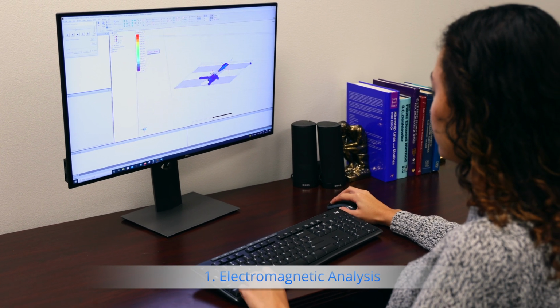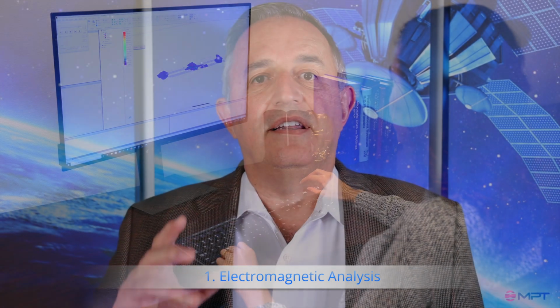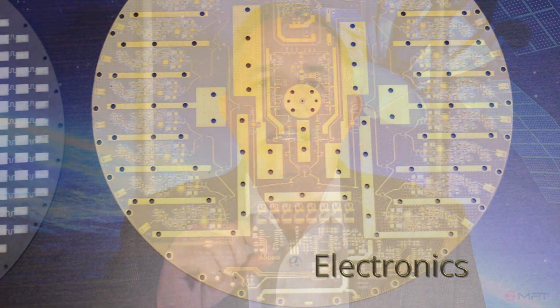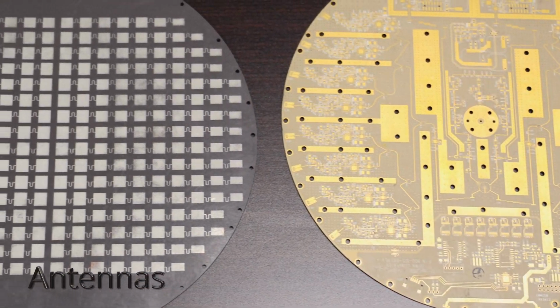Electromagnetic analysis is used for antenna design and antenna optimization. It's because of electromagnetic analysis that we're able to do modern designs that incorporate the electronics and the antennas. Antennas are able to be designed, and very often we get first pass success because of the electromagnetic analysis. In addition, electromagnetic analysis is used for those fine interconnects that go from the electronic components to the antennas.